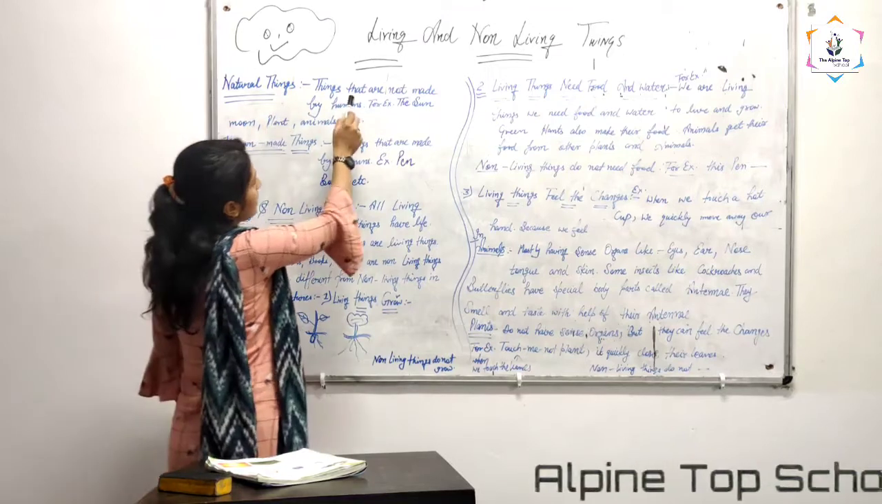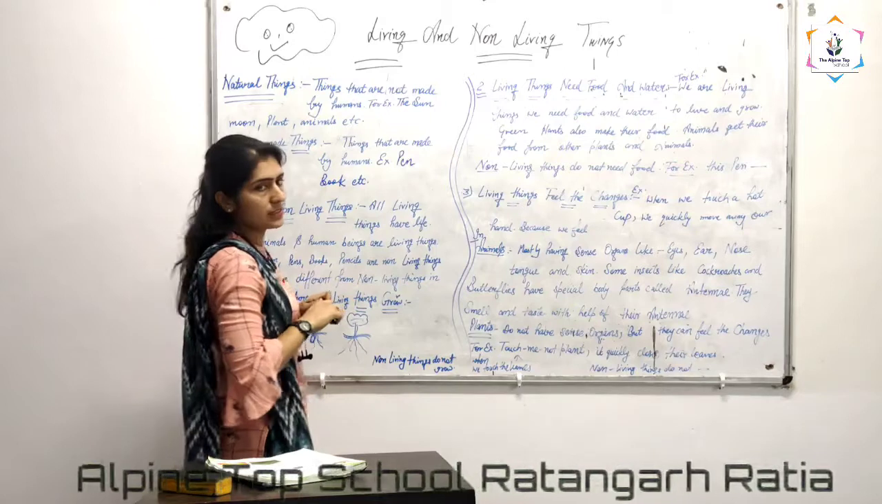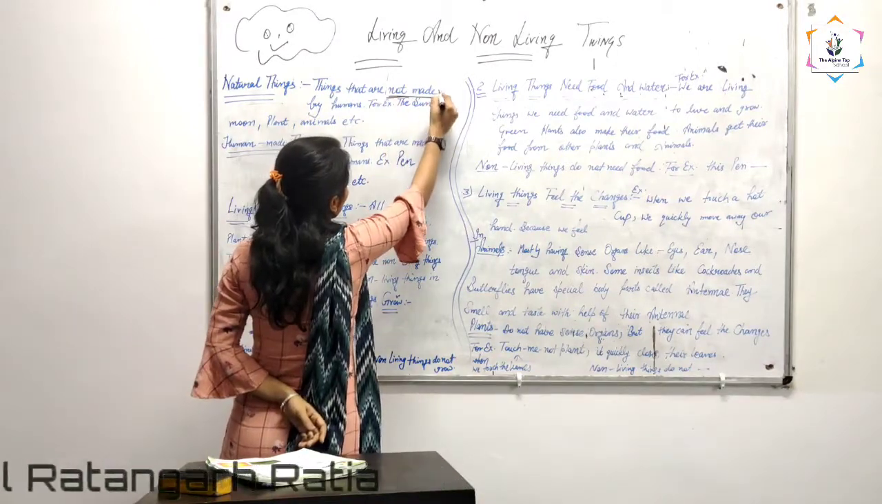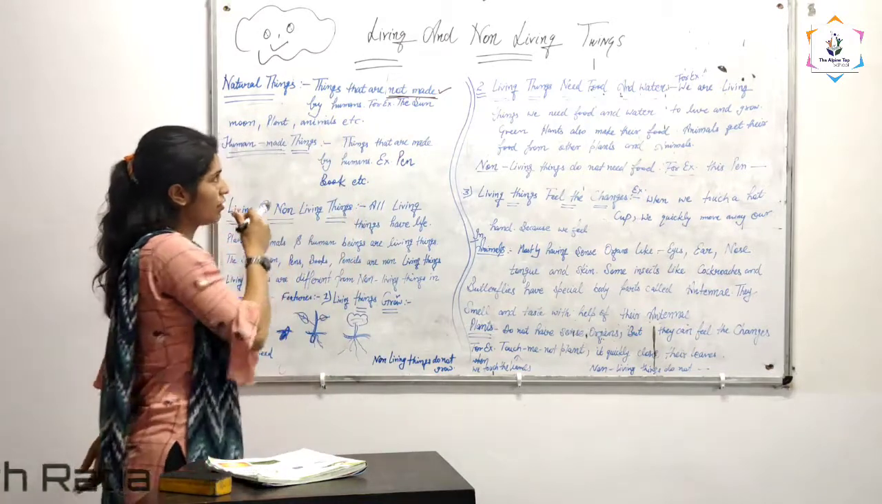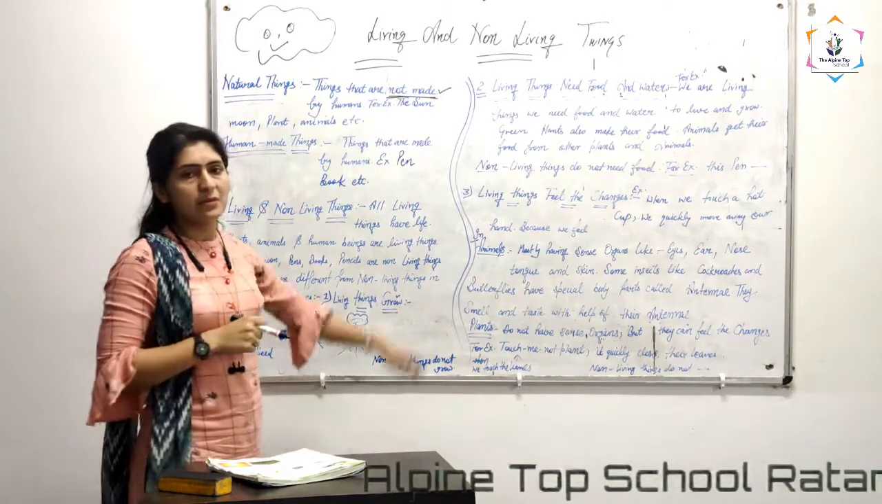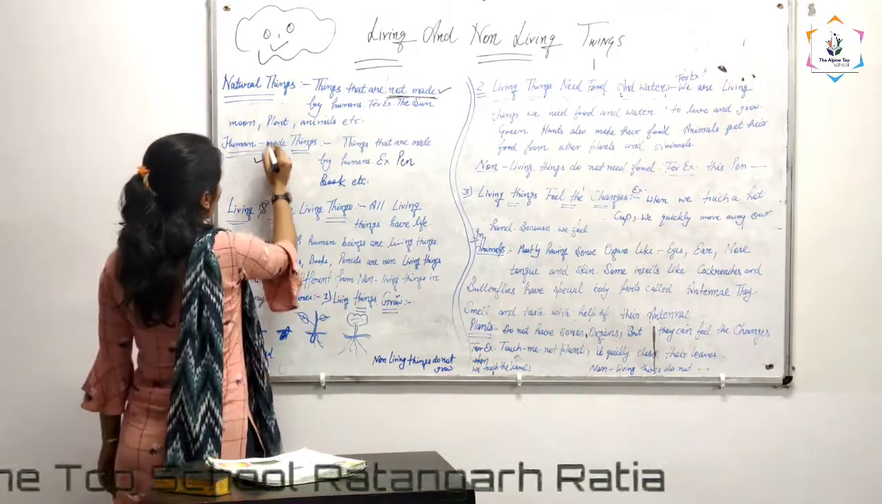Natural things are things that are not made by humans. For example, the sun, moon, plants and animals, etc. Next is human-made things.